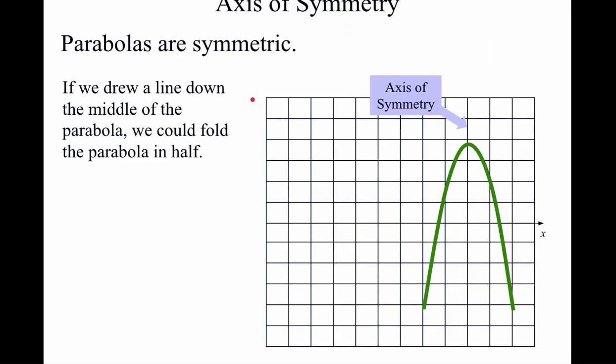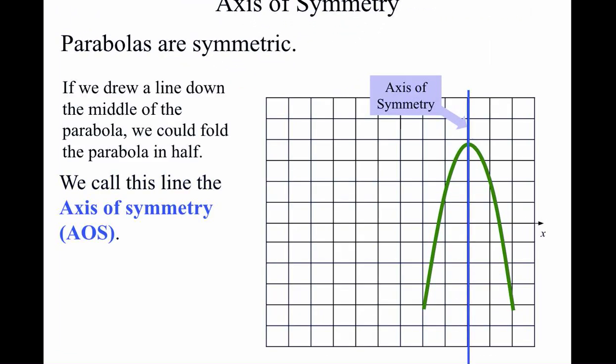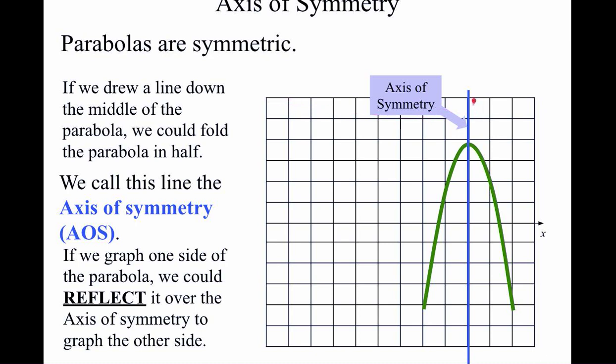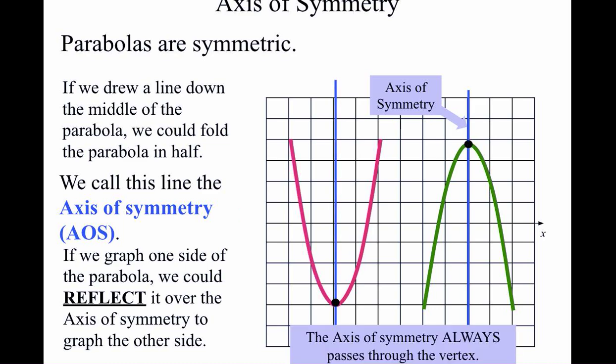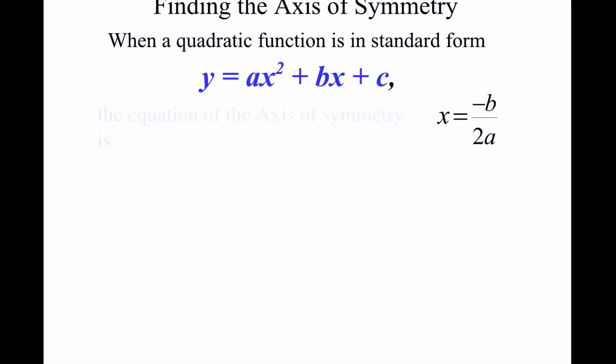All right, so parabolas are symmetric. If you drew a line right down the middle of this graph, that is the axis of symmetry. That's what is going to cut that graph in half. If you fold it over on the line, they would be identical. So it's line of reflection, axis of symmetry. Axis of symmetry is always your x value. So there's another visual for you. And it also passes through the vertex 100% of the time.